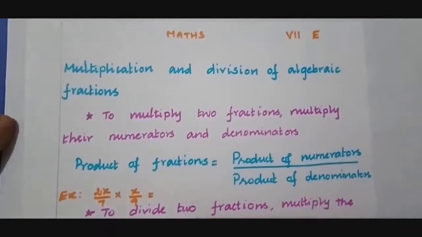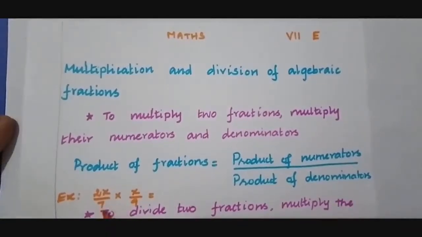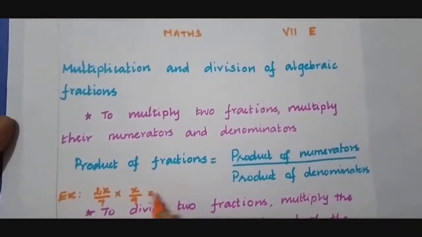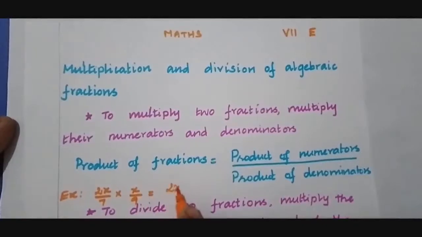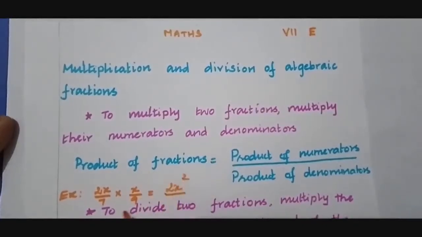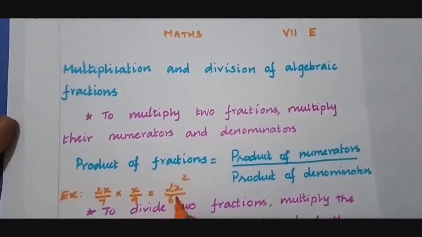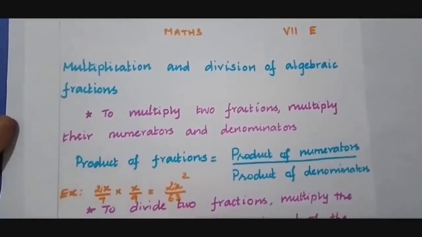So let us solve this example. 2x by 7 into x by 9. So the first step, we have to multiply the numerators. 2x into x is equal to 2x square, divided by 7 9s are 63. So product of numerators divided by product of denominators.